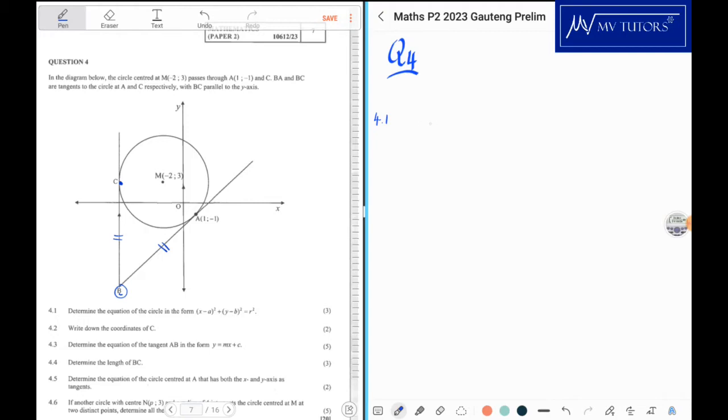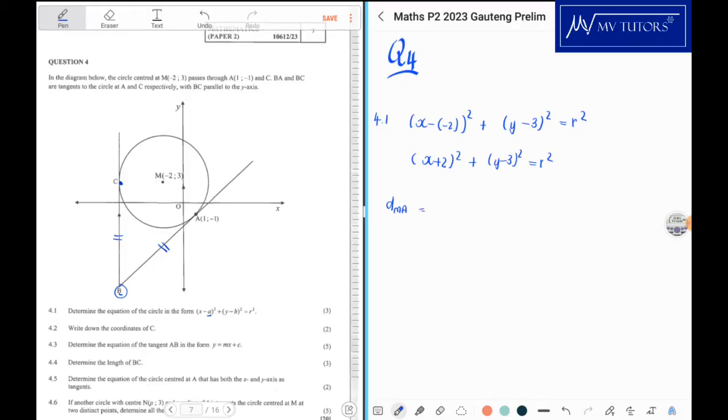So we already have a center, and as such, in the place of a, we will put negative 2, and in the place of b, we will put 3. But we still need to work out what the radius is. So let me just simplify this. I have x plus 2 squared plus y minus 3 squared is equal to r squared. To get r, I would suggest we get the distance of MA.